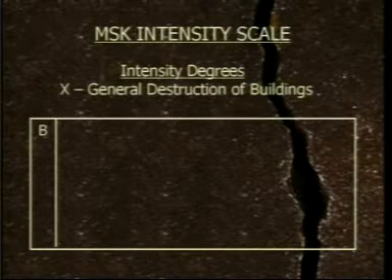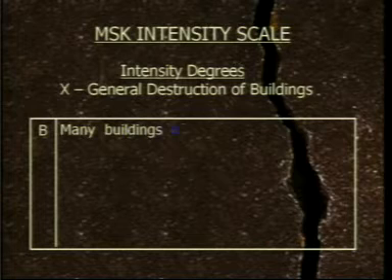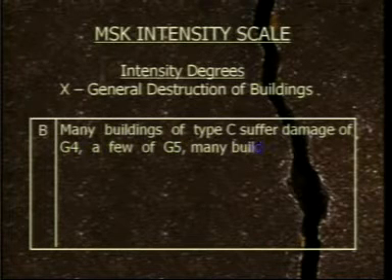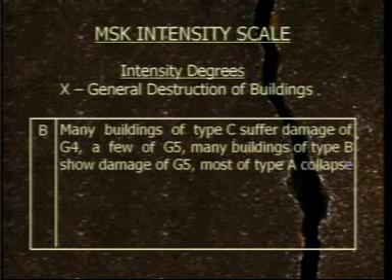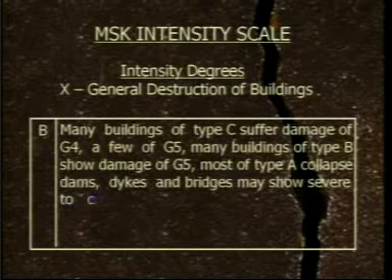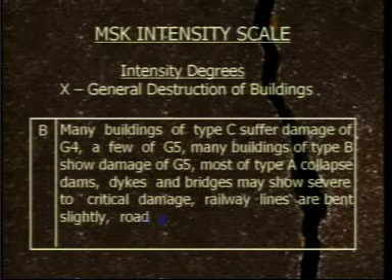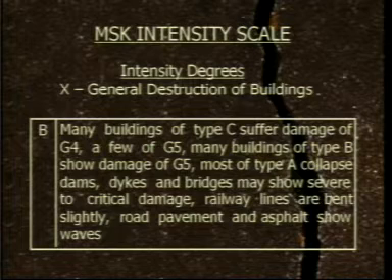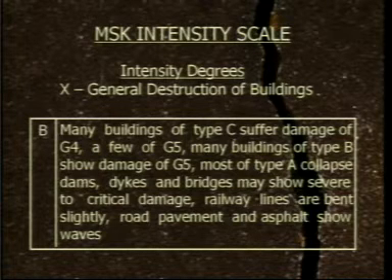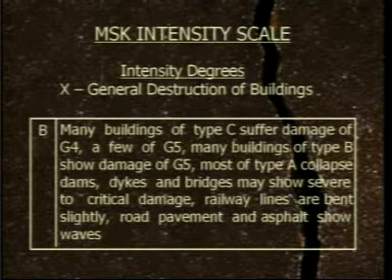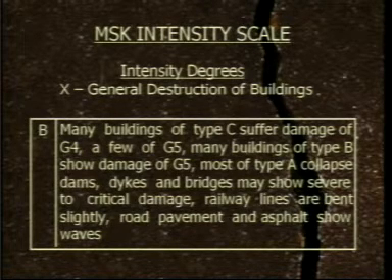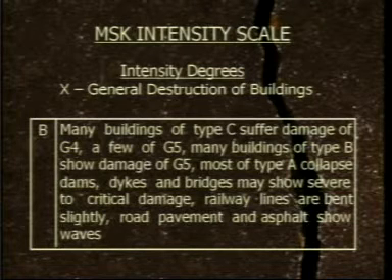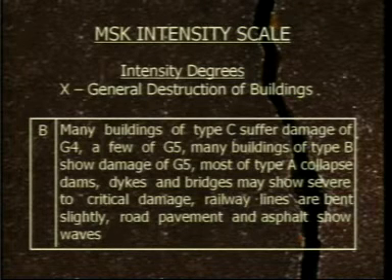The B part, the effects on the buildings: many buildings of type C suffer damage of grade 4, a few of grade 5. Many buildings of type B show damage of grade 5. Most of type A collapse. Dams, dikes and bridges may show severe to critical damage. Railway lines are bent slightly. Road pavement and asphalt show waves.